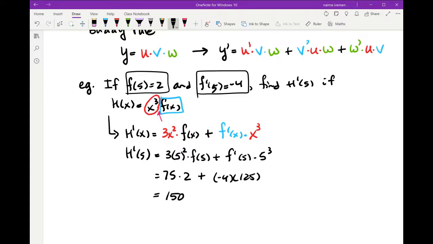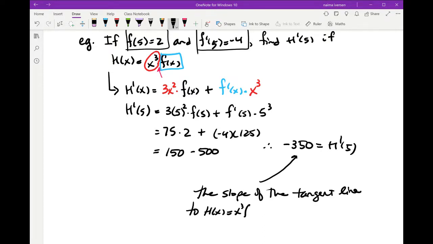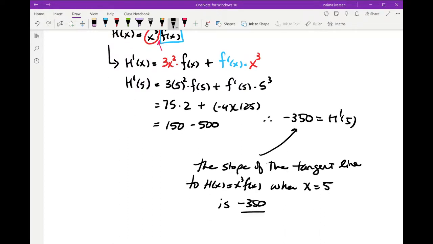75 times 2 is 150. Negative 4 times 125 is negative 500. And so my answer would be negative 350 is equal to h prime of 5. Keep in mind what this means. That means that the slope of the tangent line to h of x, which was x cubed times f of x, when x is equal to 5, is negative 350 over 1. So I have a rise of negative 350 and I have a run of positive 1.